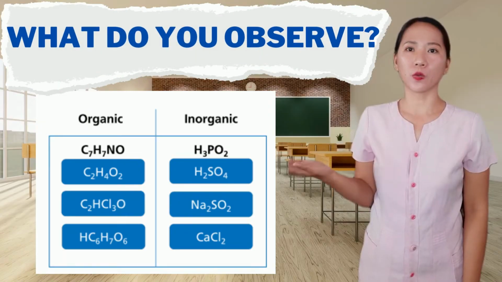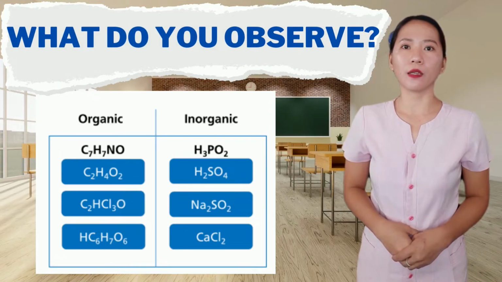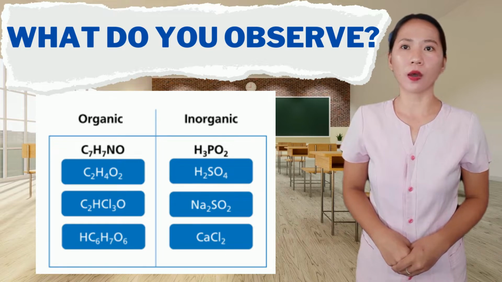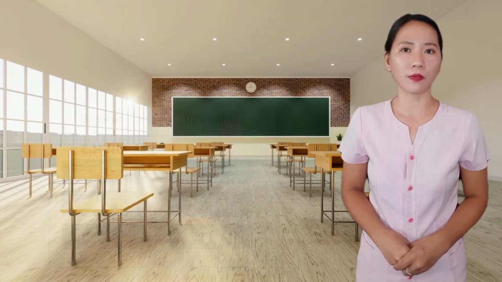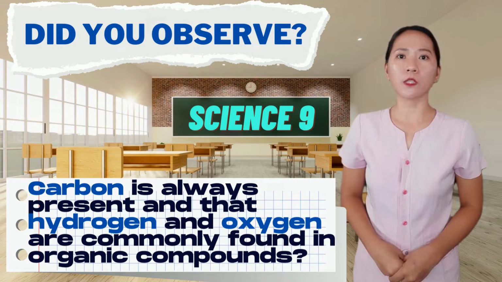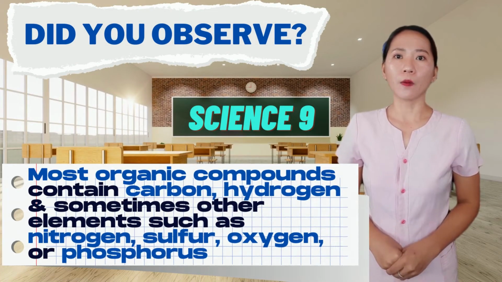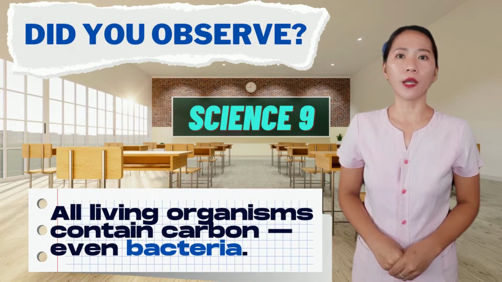As shown in this picture, two columns are divided, one for organic compounds and the other for inorganic compounds. What do you notice about all the compounds that are classified as examples of organic compounds? Did you observe carbon is always present and hydrogen and oxygen are commonly found in organic compounds? Great! Most organic compounds contain carbon, hydrogen, and sometimes other elements such as nitrogen, sulfur, oxygen, or phosphorus. All living organisms contain carbon, even bacteria.